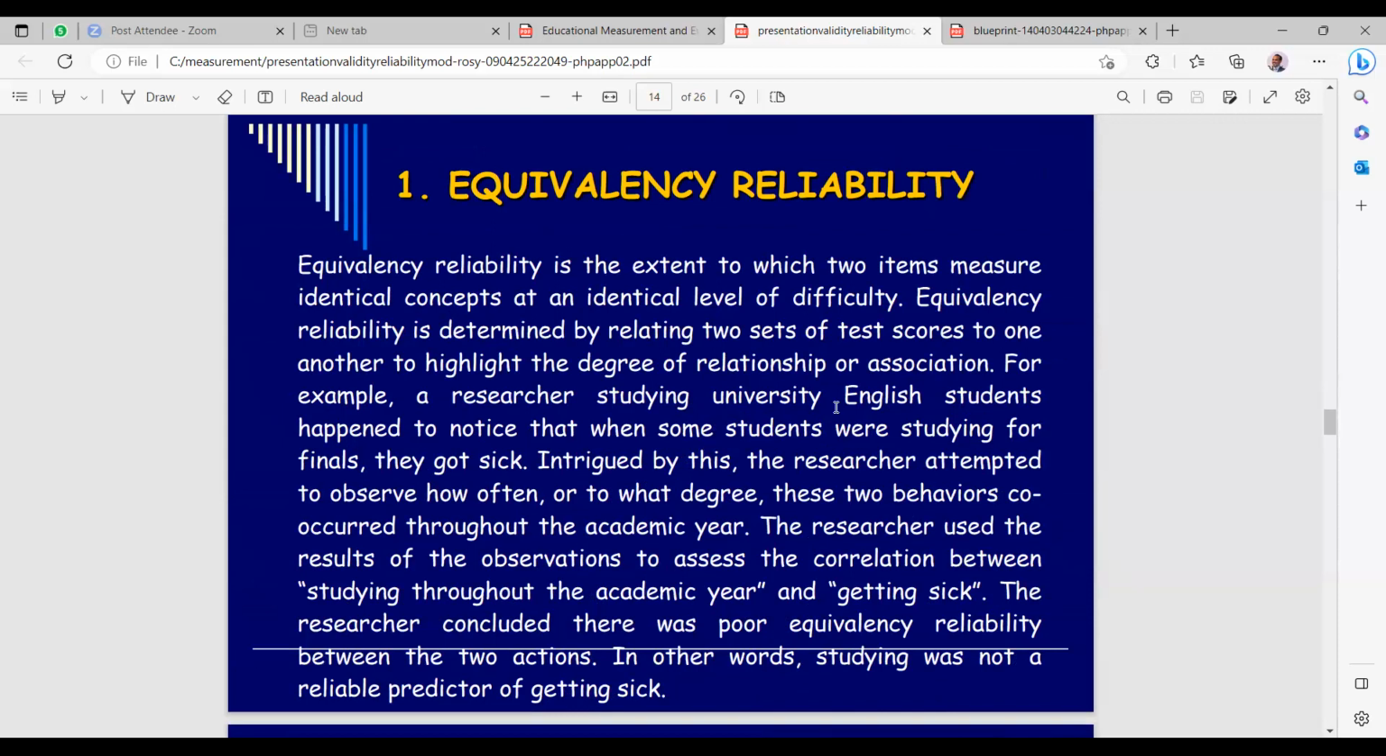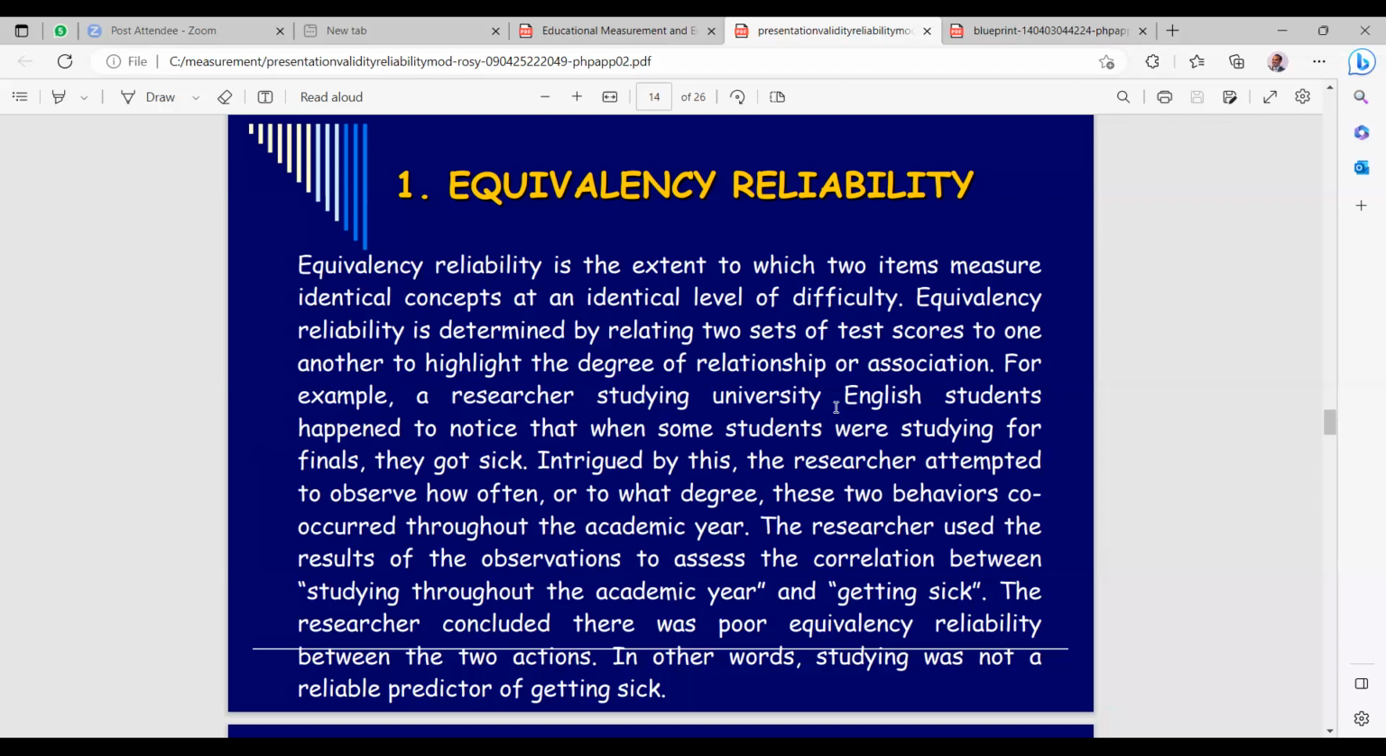Right. So equivalency reliability. Equivalency reliability is the extent to which two items measure identical concepts at an identical level of difficulty. Equivalency reliability is determined by relating two sets of test scores to one another to highlight the degree of relationship or association, right?